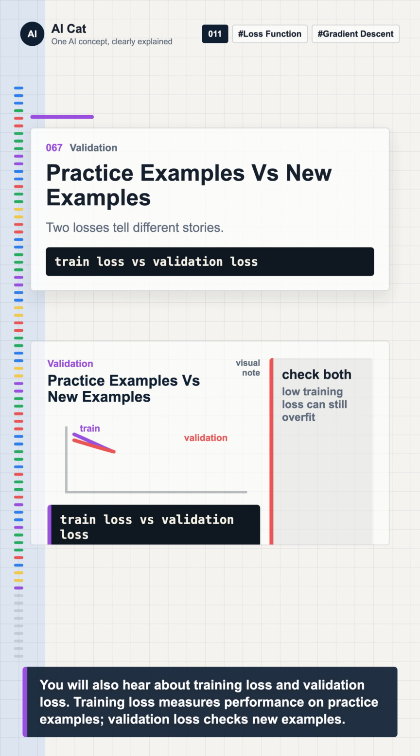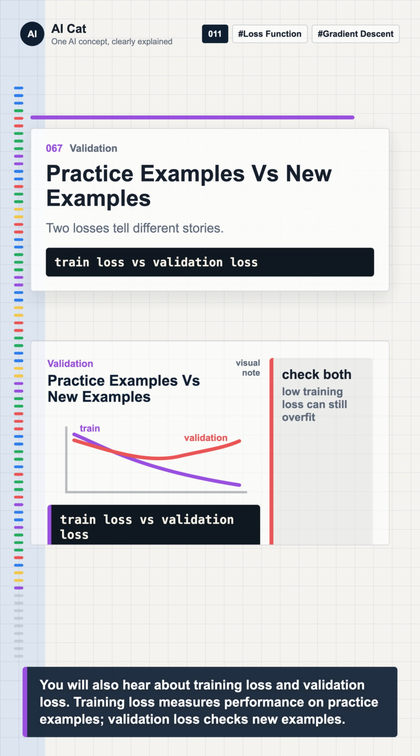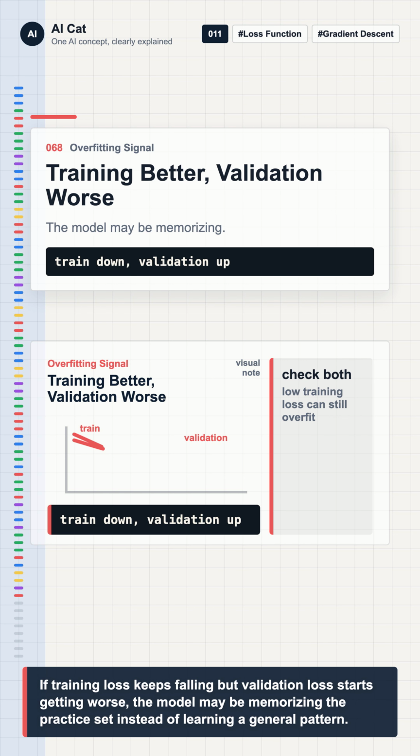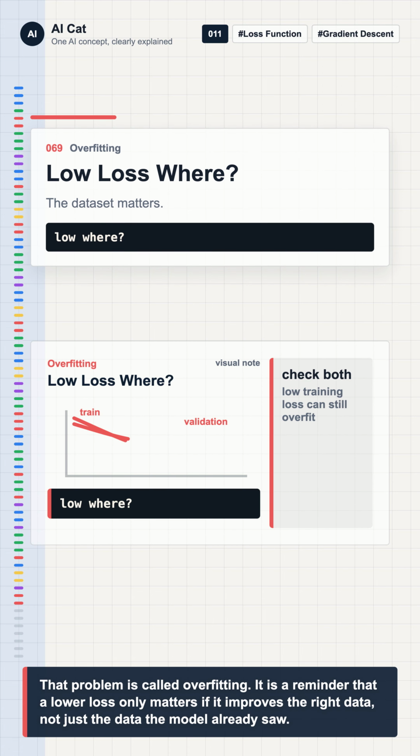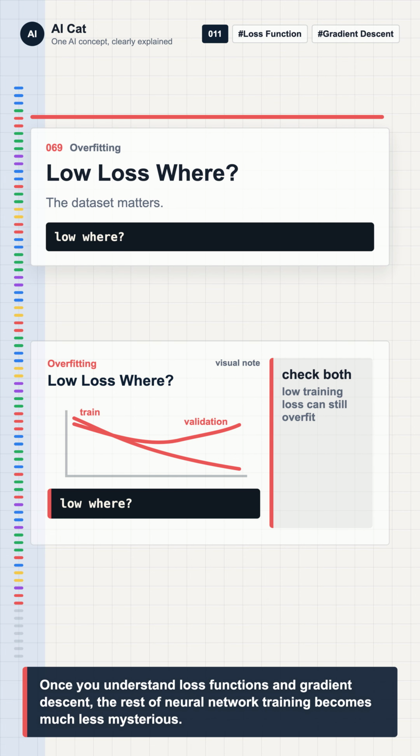You will also hear about training loss and validation loss. Training loss measures performance on practice examples. Validation loss checks new examples. If training loss keeps falling, but validation loss starts getting worse, the model may be memorizing the practice set instead of learning a general pattern. The problem is called overfitting. It is a reminder that a lower loss only matters if it improves on the right data, not just the data the model already saw.